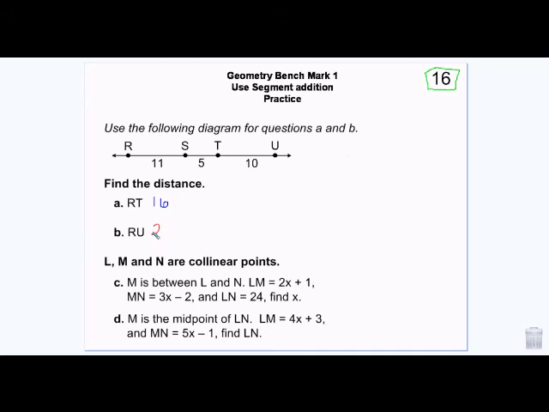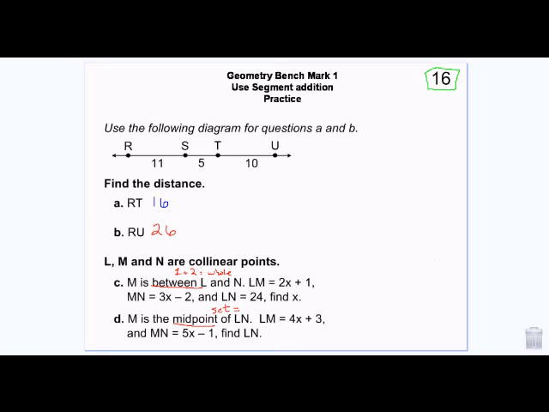Okay. Did everybody get 26? Yeah? Okay, so those are okay now? Those are very good. So R to U, just add everything up. Okay. Now this one says between, and this one says midpoint. So remember, midpoint tells me to set equal. And between tells me I'm going to have a part 1 plus part 2 equals whole kind of situation.